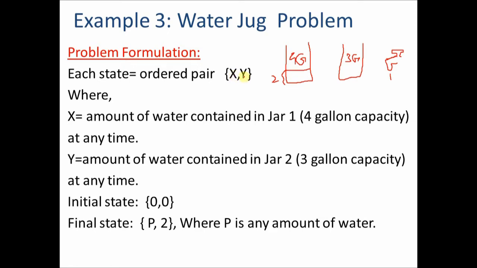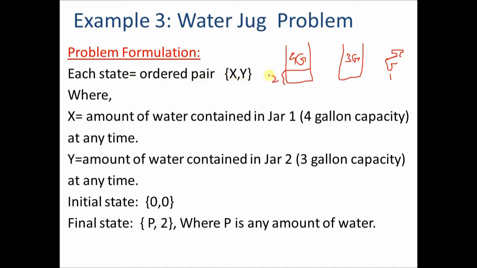Similarly, variable y is a representative used to store the amount of water in the 3 gallon jar. The maximum value that y can store will be 3, not more than 3, right? So basically each state will be an ordered pair x comma y.